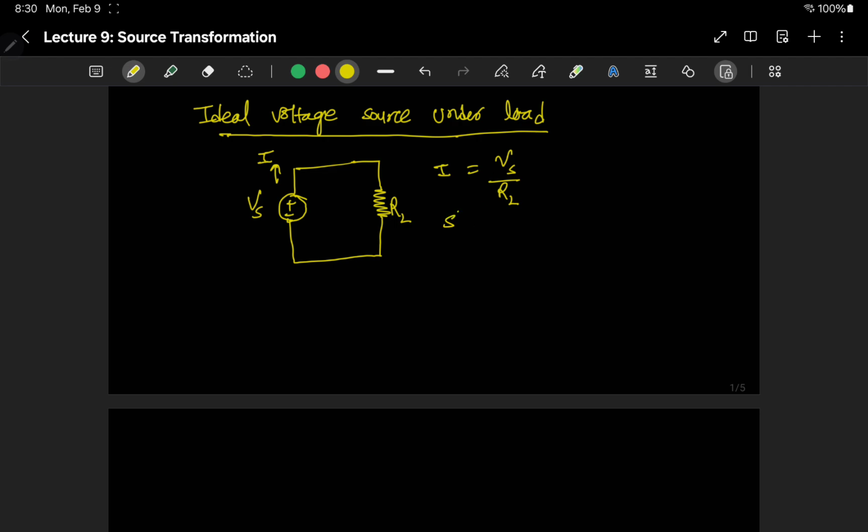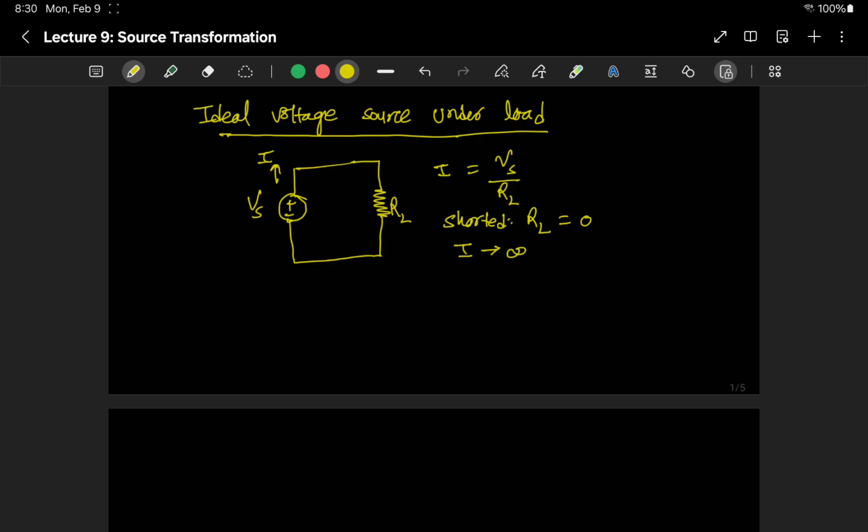In that case we have shorted RL, which means RL is 0, right? And so in case of short, substituting this RL into this equation, that implies I tends to infinity, and any ideal voltage source cannot actually supply infinite current. So this is the limitation of the ideal voltage source.